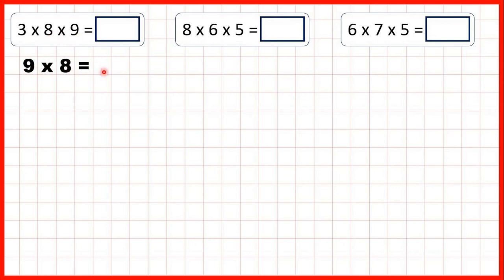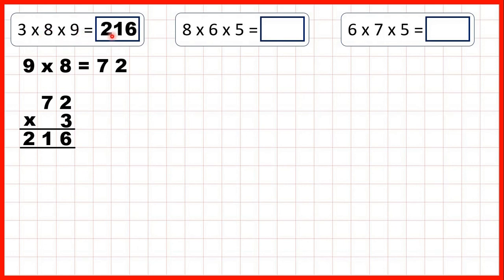9 times 8 is 72, but then we need to multiply our answer to that, so multiply 72 by the other number in our question. So we need to work out 72 times 3. 2 times 3 is 6, and 7 times 3 is 21. So our answer to 3 times 8 times 9 is 216.